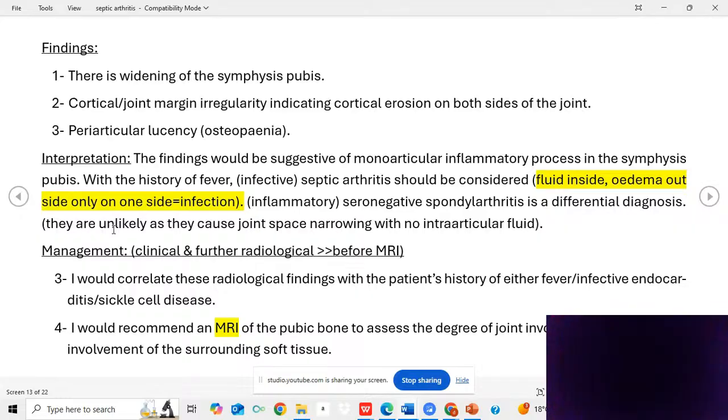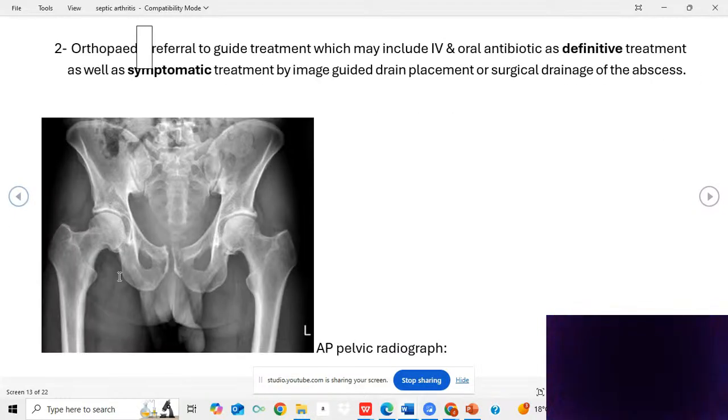However, they are unlikely. Why? As they cause joint space narrowing with no intra-articular fluid. If this appearance is of inflammatory process, they will show joint space narrowing, not widening, and there will not be intra-articular fluid or effusion.